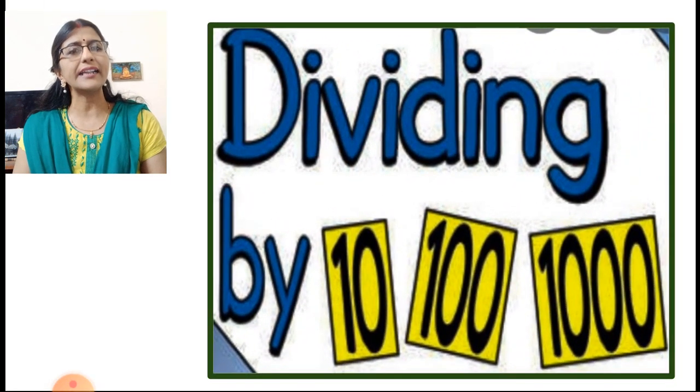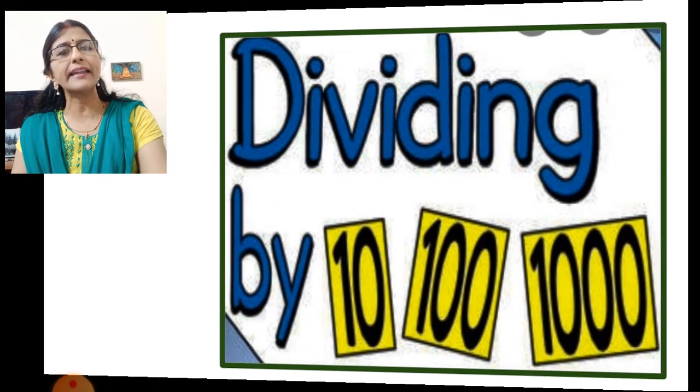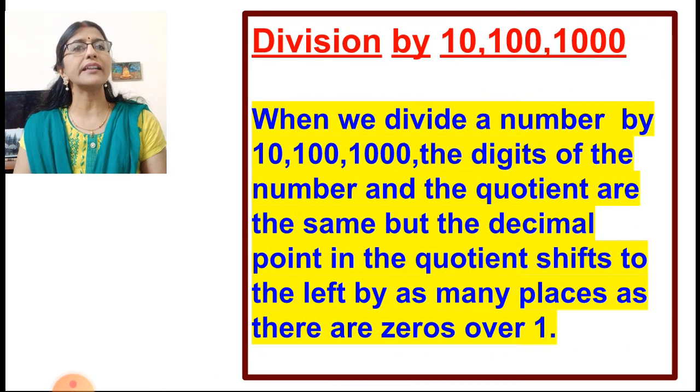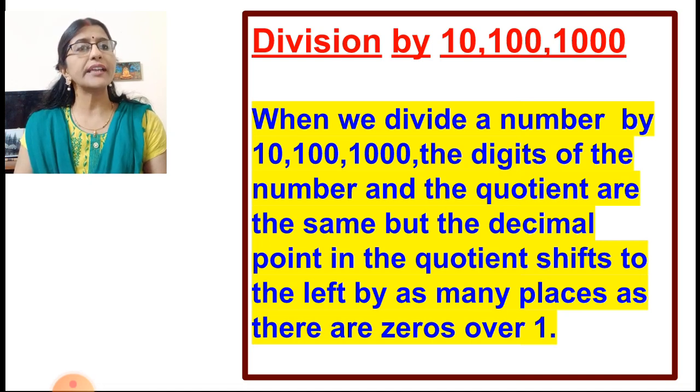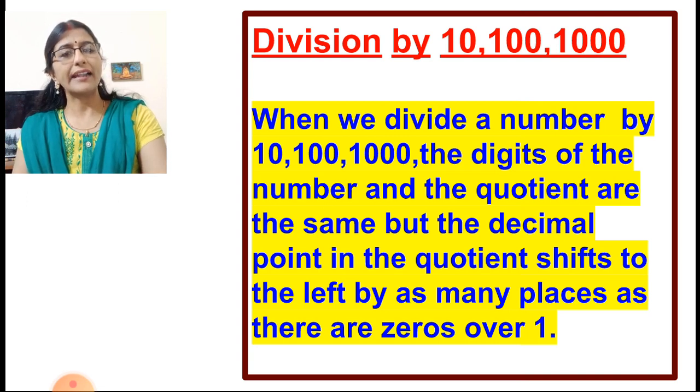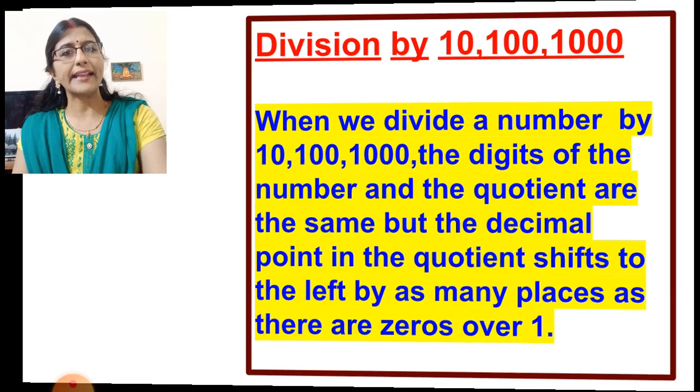First let us understand dividing by 10, 100, 1000. When we divide a number by 10, 100, 1000, the digits of the number and the quotient are the same. But the decimal point in the quotient shifts to the left by as many places as there are zeros over 1. So you can understand this better by example.